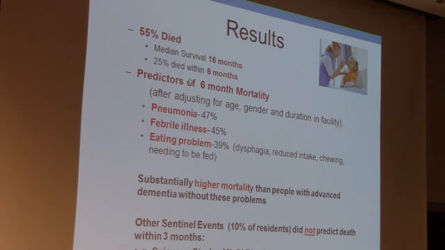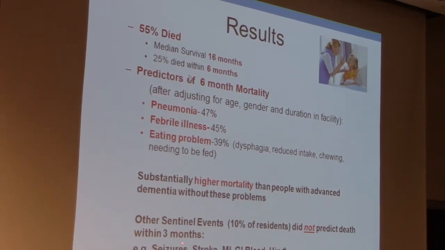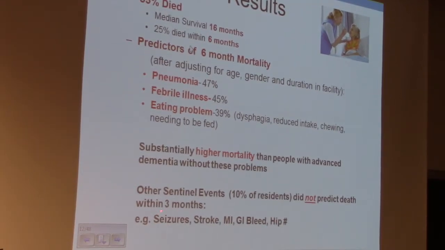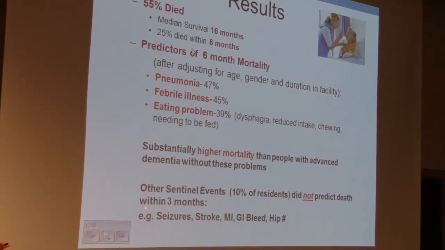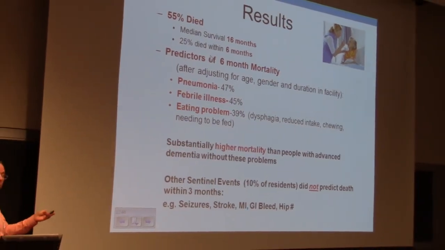And the people who had any one of these 3 conditions had a substantially higher mortality compared to people with advanced dementia who did not have those 3 conditions during the study period. And interestingly, what they found also was that sentinel events like MI and stroke were uncommon. Less than 10% of people died from cancer, a heart attack, or a stroke. The vast majority of people died with this, at the end of their lives.